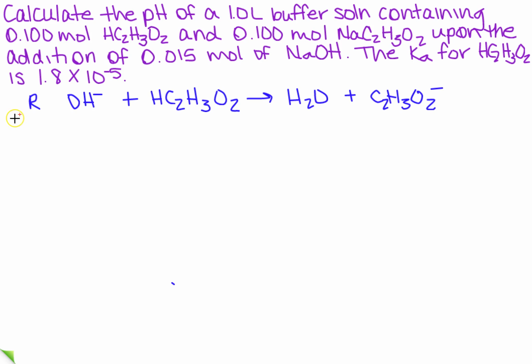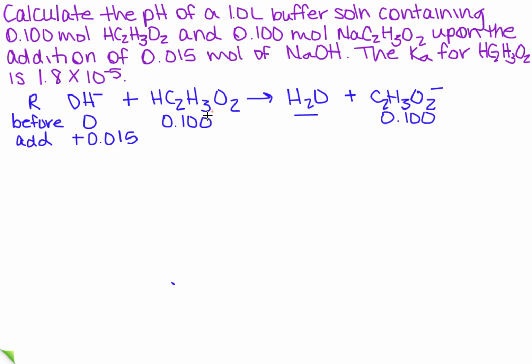Now, doing that, we need to look at the before concentration. The very nice thing about this is we have 1 liter, so when we divide everything by 1, we're going to get the same numbers. So for the OH, I didn't have anything, right, because I added to it. But for the acid, I had 0.100. Water, of course, doesn't count. And then for the salt, I had 0.100. Now we need to look at how much did we add. Well, the only thing I added was the base, so that's a plus 0.015.